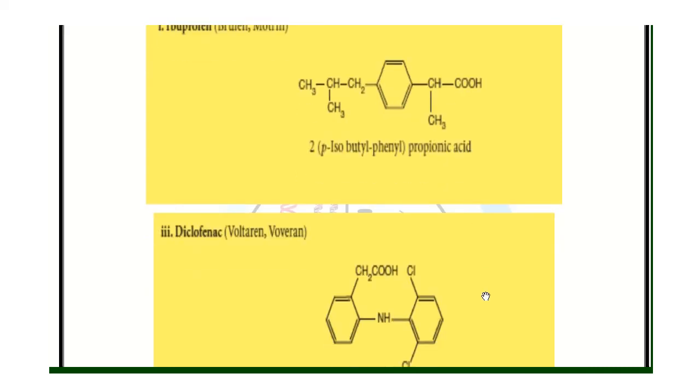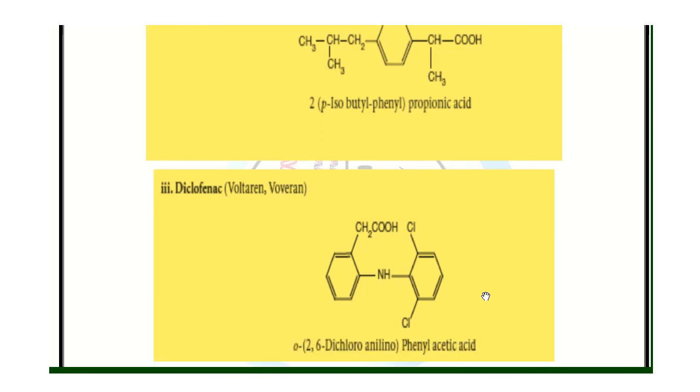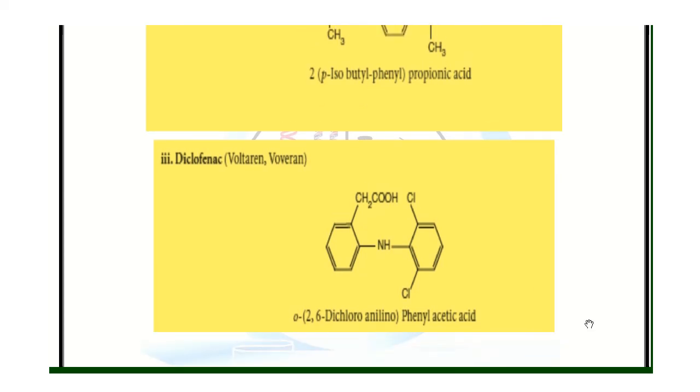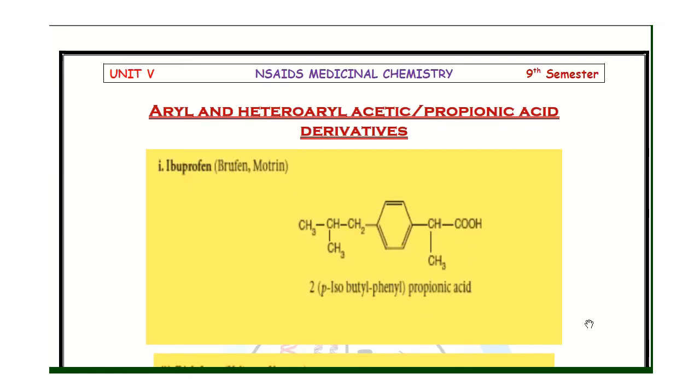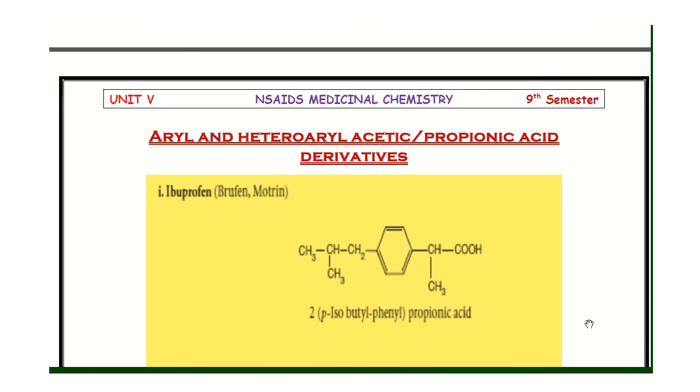Next is diclofenac acid. Diclofenac acid contains the 2,6-ortho dichloro derivative in the phenyl acetic acid. So you only have to memorize the chemical structures of ibuprofen and diclofenac among the aryl, heteroaryl acetic acid and propionic acid NSAID derivatives.